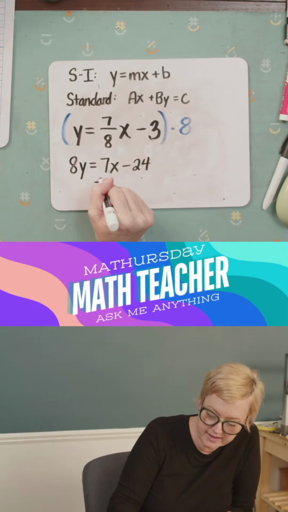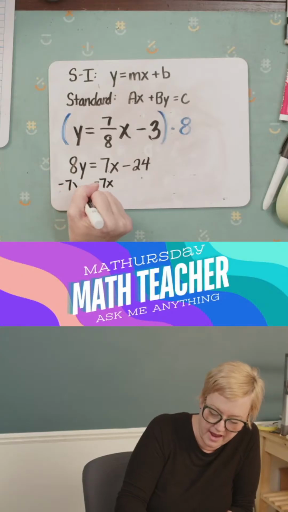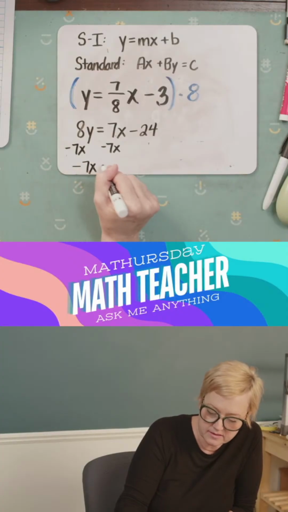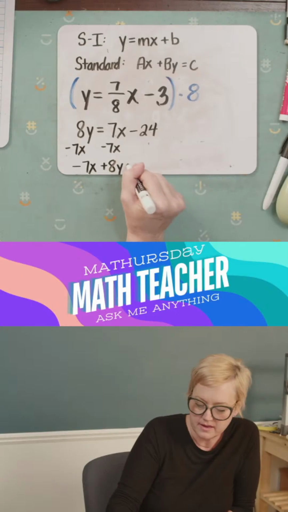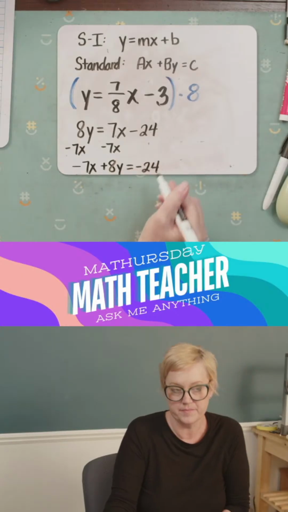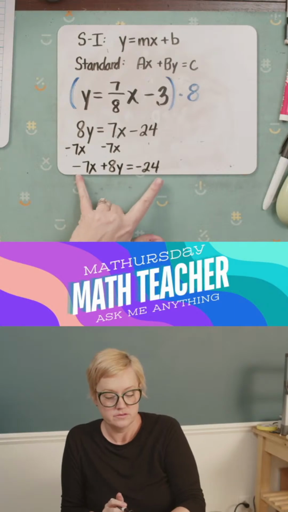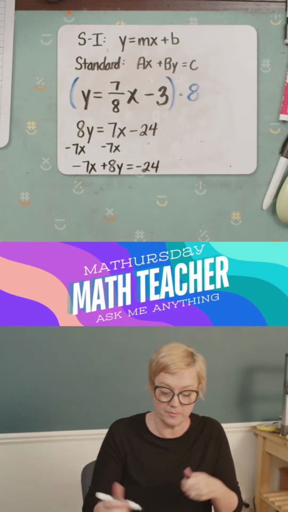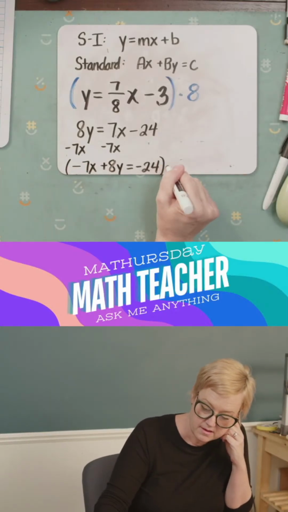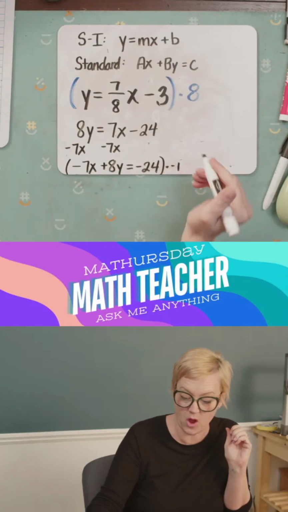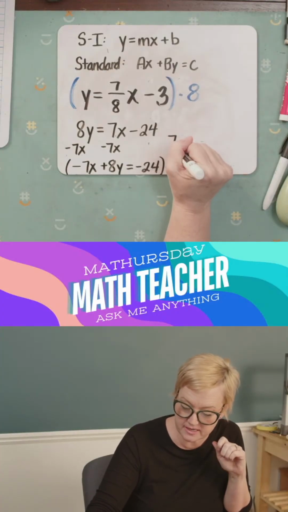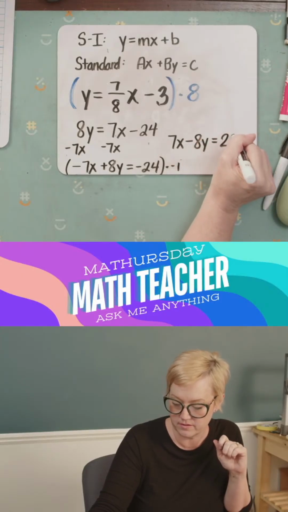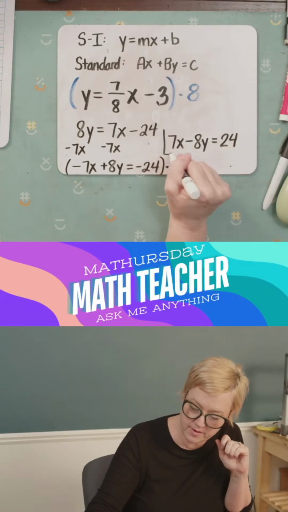I'm going to subtract 7x, subtract 7x. So now I've got negative 7x plus 8y equals negative 24. Remember that A can't be negative. So now I'm going to multiply everything by -1, basically flipping all of the signs. So I get positive 7x minus 8y equals 24. And that would be my standard form.